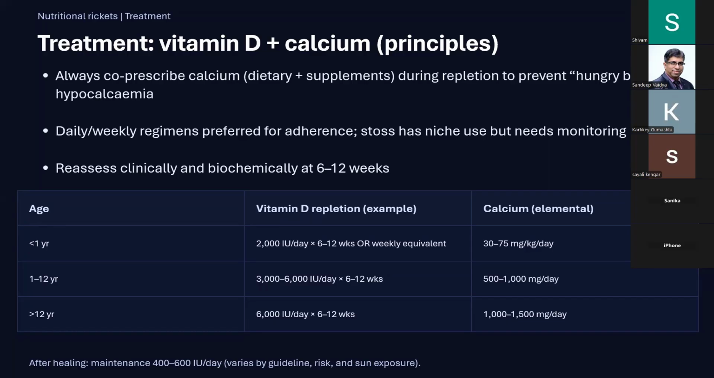Above the age of 12 years, 6,000 international units per day for 6 to 12 weeks, and 1,000 to 1,500 milligrams per day of elemental calcium. After giving 6 to 12 weeks of therapy, we need to give a maintenance dose of 400 to 600 international units of vitamin D every day.